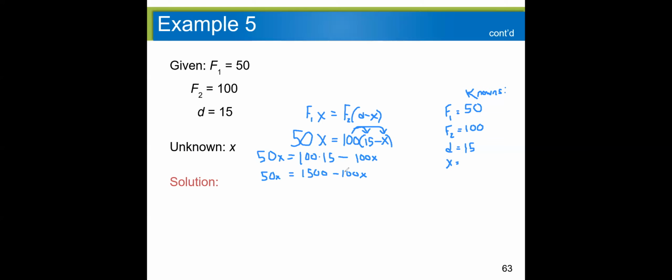The other reason why you don't want to leave one side empty is you need something over there anyways. If I move my 50x over to the right, I'm going to have to move my 1500 over to the left anyways. So that's an extra step versus adding 100x to both sides and moving my x over to the left, saving me the hassle of having to move the 1500 over there to compensate. Divide by 150.